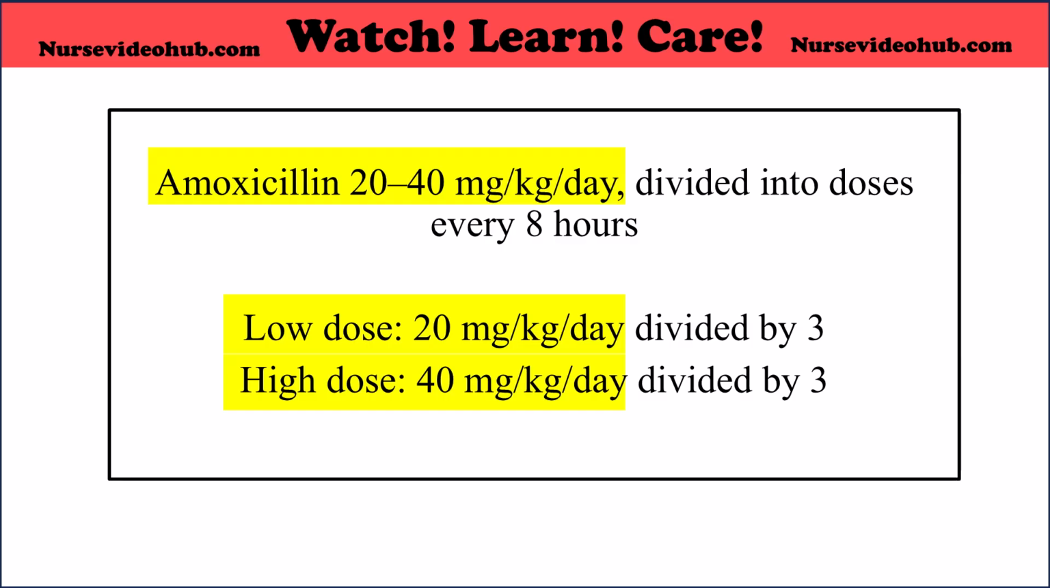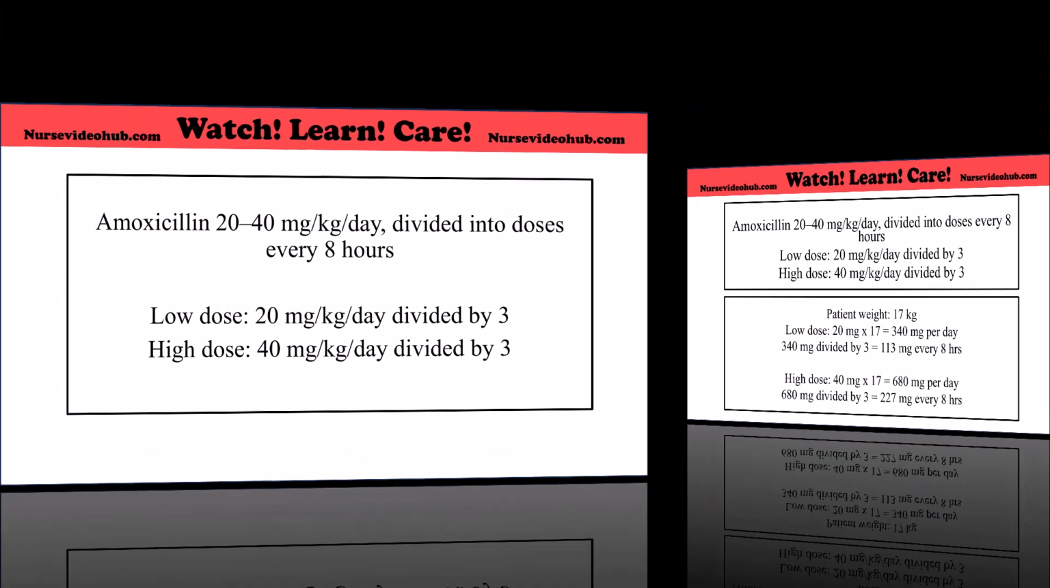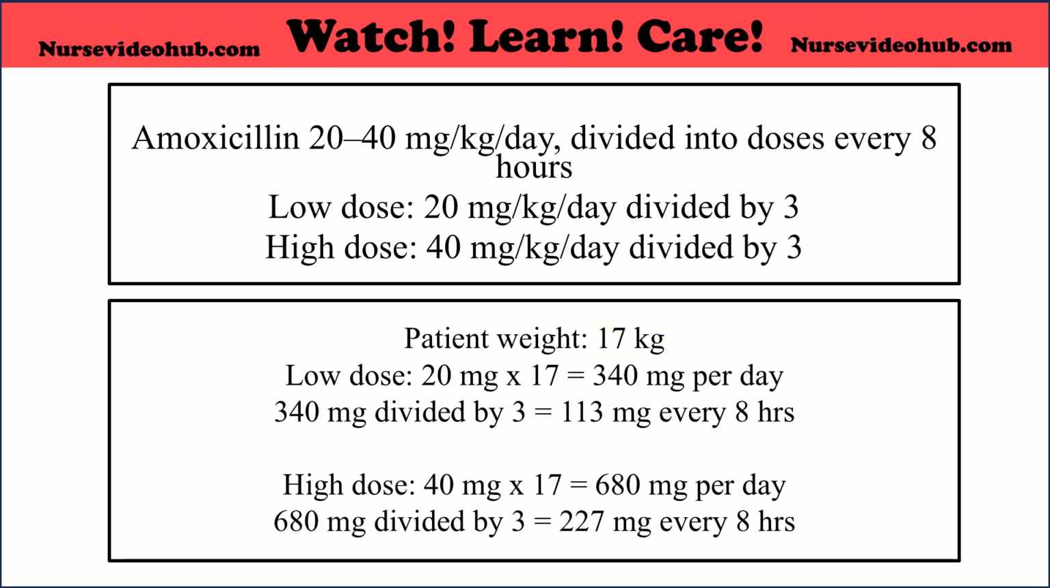The dose must be within the range of the low and the high doses. If the dose is lower than the low dose, the drug may be ineffective. If the dose is higher than the high dose, then the drug may be toxic. If the patient's weight is 17 kilograms, the low dose is calculated by multiplying 20 milligrams by 17, which equals 340 milligrams. This gives you the daily low dose.